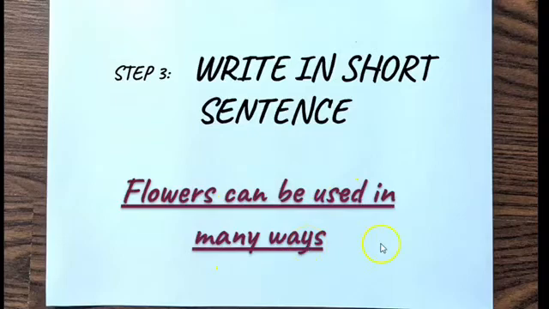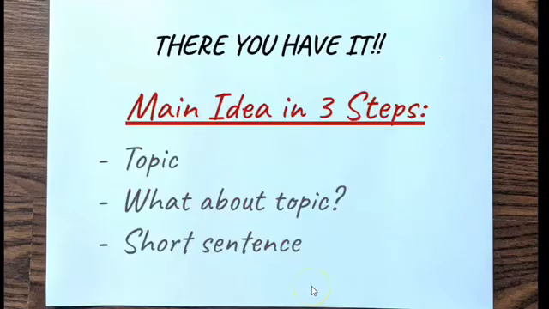Do you think all of these support the details that we just learned? There you have it. We can get to the main idea in just three simple steps. Find the topic, what does the author tell about the topic, and write that in a short sentence form.